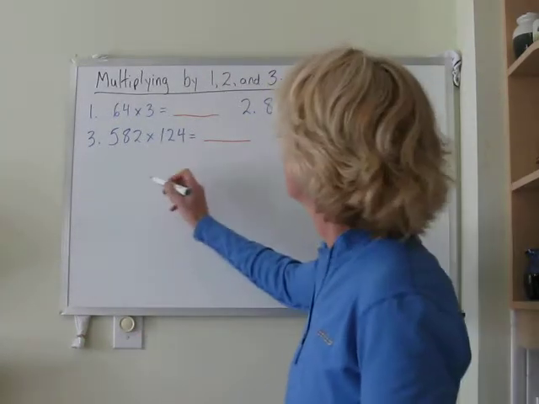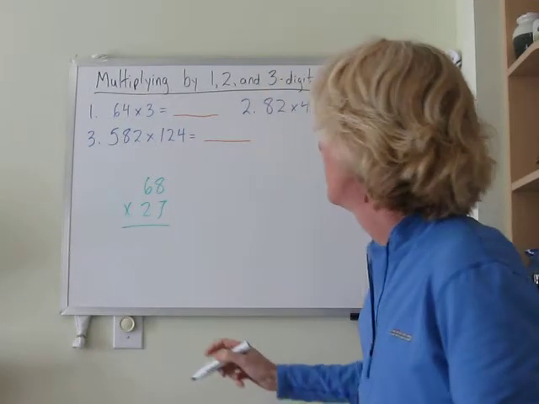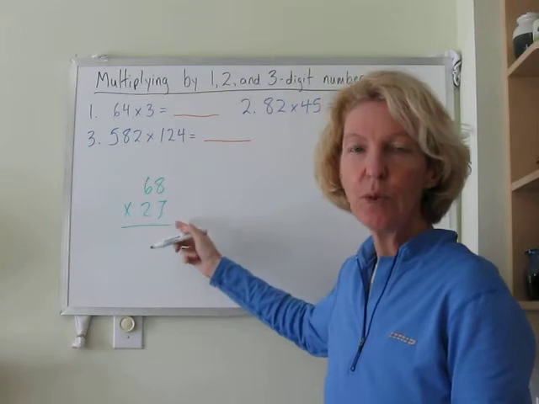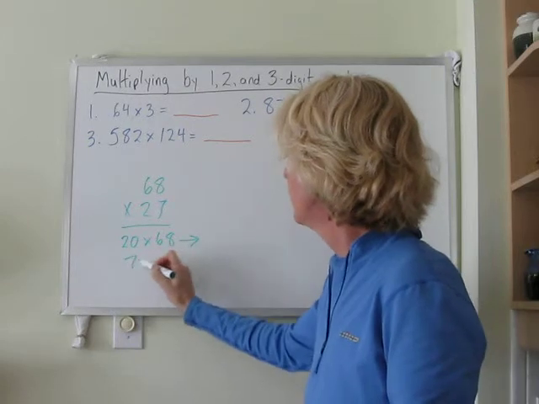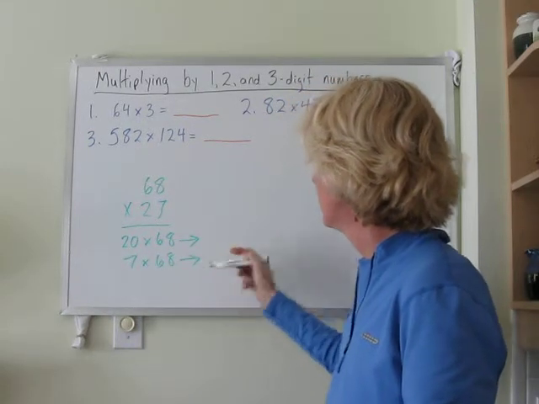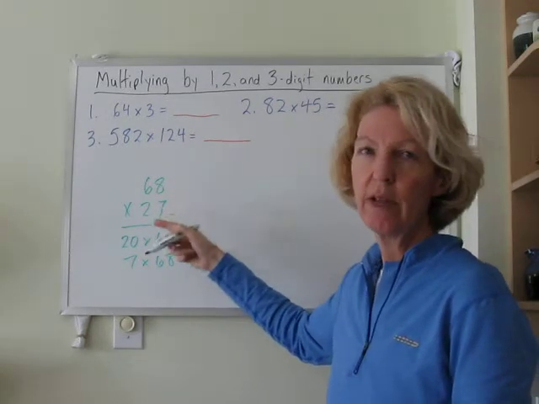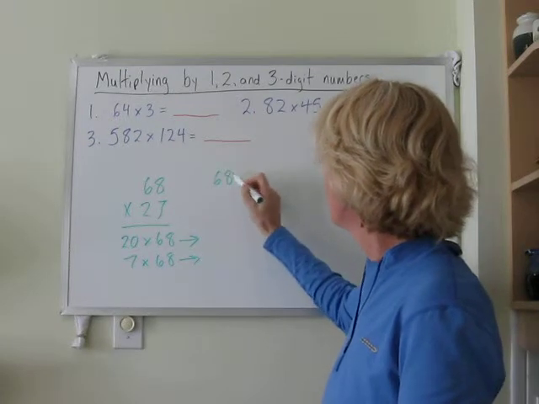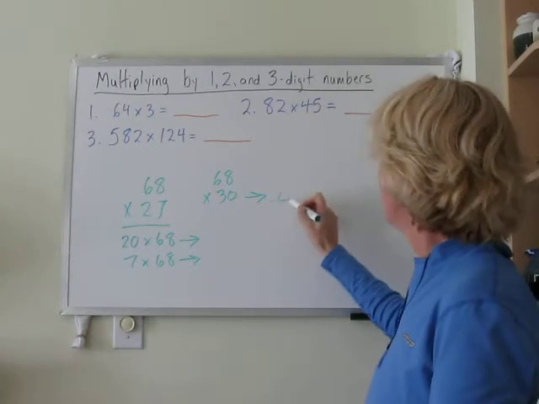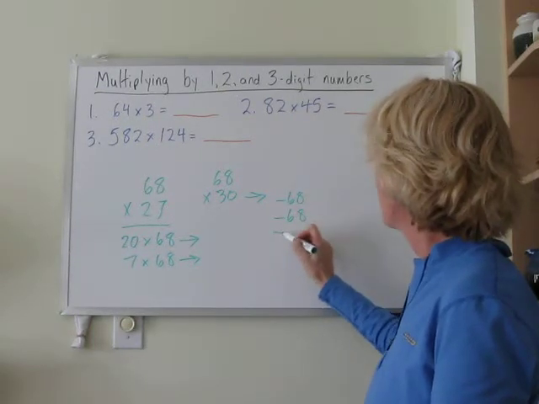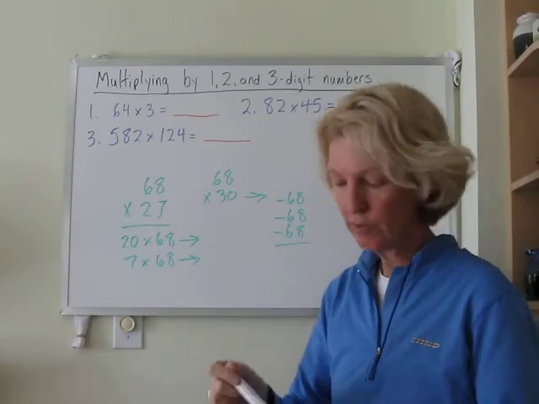If you have two numbers, something like 68 times 27, the 27 is broken down into 20 times 68 and then 7 times 68. You add the two together to get your answer. Or you can round the 27 up to 30, so you can do 68 times 30, figure that out, and then subtract off your 3 extra groups of 68 to get the final answer.